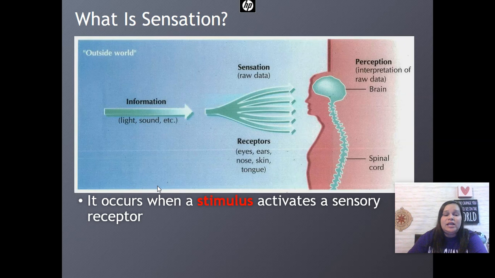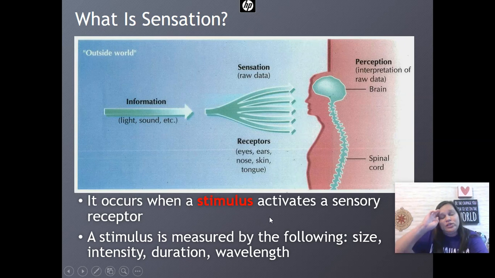So, with a sensation, the outside world is constantly sending us stimuli in the form of light, sounds, chemical sensations, and all of that is raw data that's hitting our receptors in our eyes, our ears, in our nose, throughout our skin, on our tongue. All that is raw data. That is sensation, when a stimulus activates a sensory receptor. But then we got to do something with that.